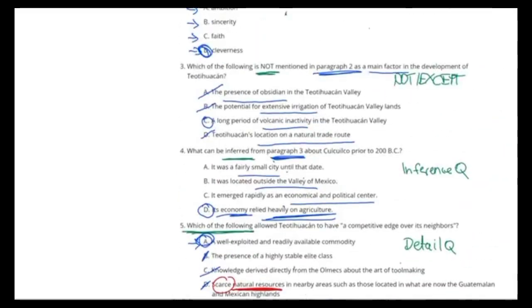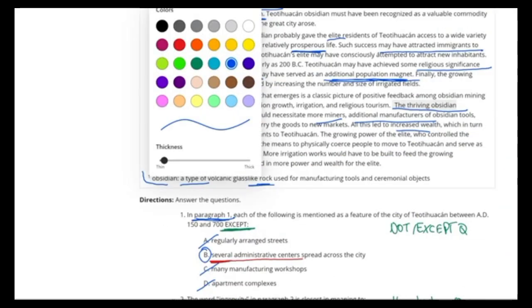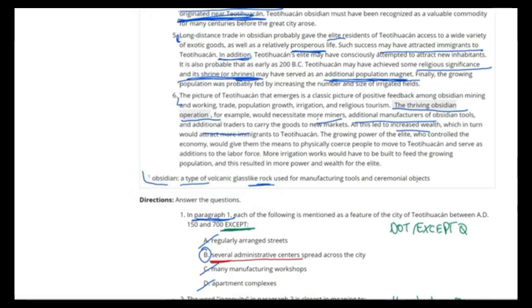Let's have a look at the passage again. You can see this here. I will use another color now. I will use red. The text talks about that more miners are needed, additional manufacturers, additional traders. This led to, so this means this is a factor that influences something. This led to increased wealth, which in turn would attract more immigrants.